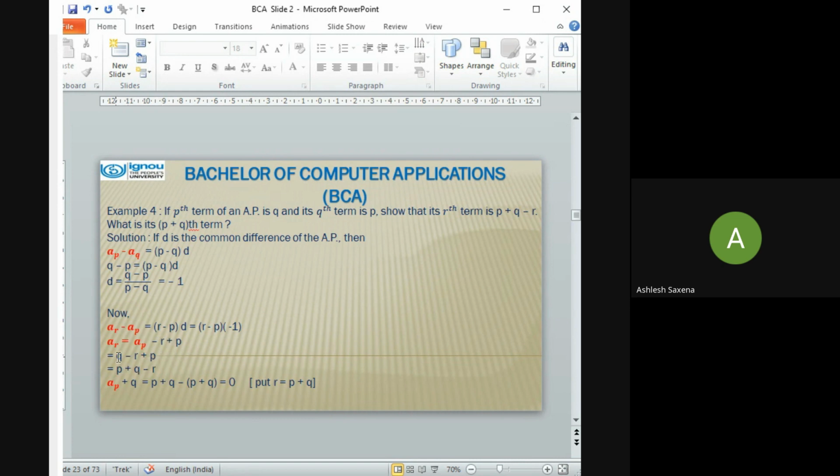So you can see, I'm just reshuffling it. That means AR is equal to P plus Q minus R. That was asked: the rth term is P plus Q minus R. The first part has been proved. And secondly, with that, we will prove the P plus qth term. The P plus qth term will be 0 because we will be replacing R by P plus Q. As we do that, your AP will become 0.